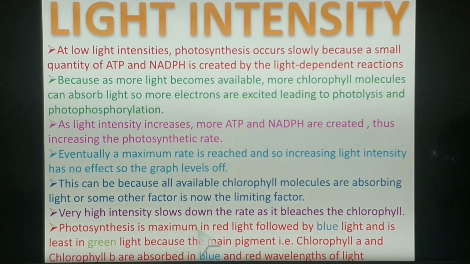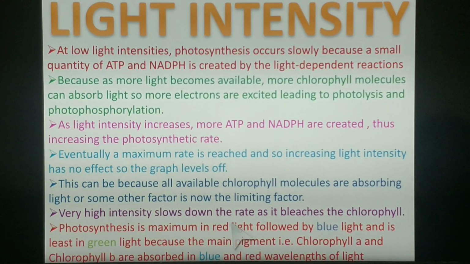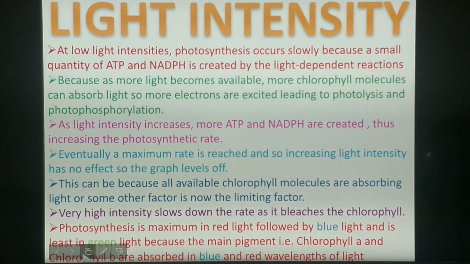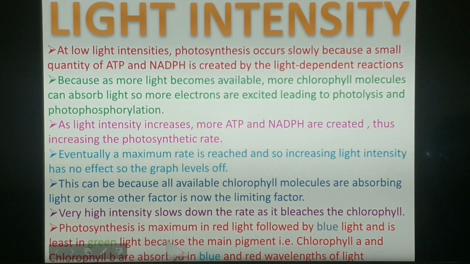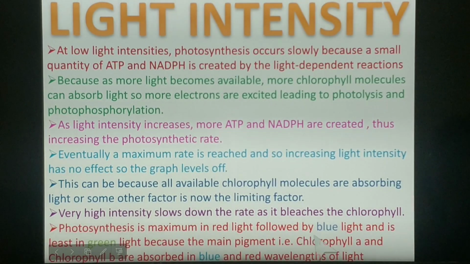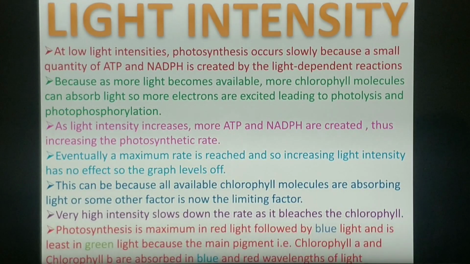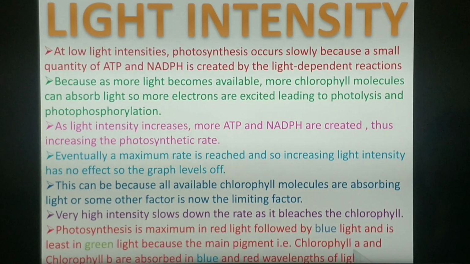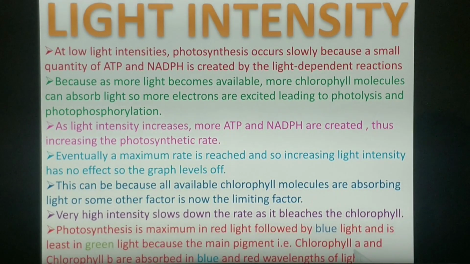Photosynthesis is maximum in red light, followed by blue light, and is least in green light, because the main pigments, that is chlorophyll A and chlorophyll B, absorb blue and red wavelengths of light.